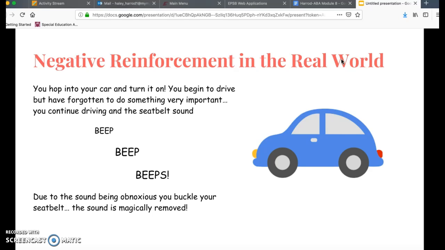But, of course, this sound is obnoxious, and so you decide to buckle your seatbelt like you should do anyways. However, now the sound is magically removed. This is an example of negative reinforcement because once you do the desired behavior, the undesirable beeping sound is removed.